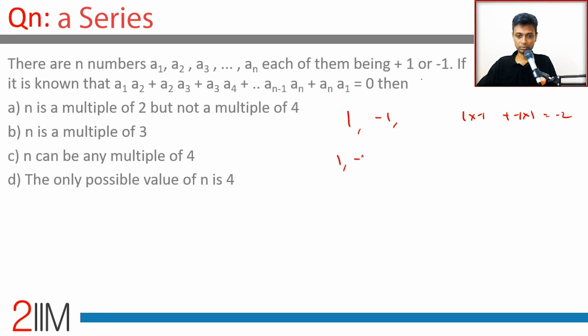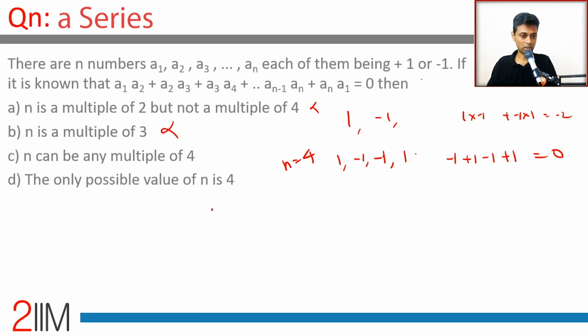We have 1, minus 1, 1, minus 1 and others that won't work. 1, minus 1, minus 1, 1, maybe that might work. This expression will be minus 1, plus 1, minus 1, plus 1, equal to 0. N equal to 4 works out really well. N equal to 2 does not work. N is a multiple of 2 but not a multiple of 4, it doesn't work.